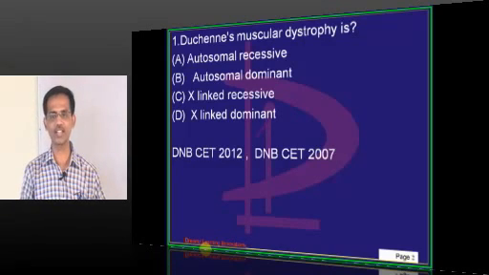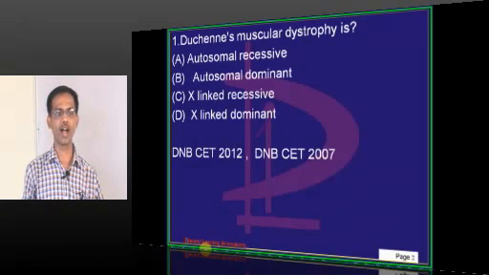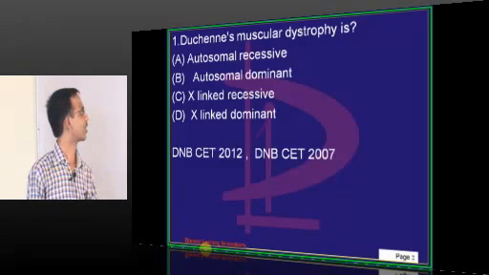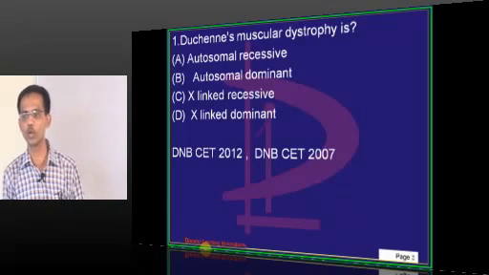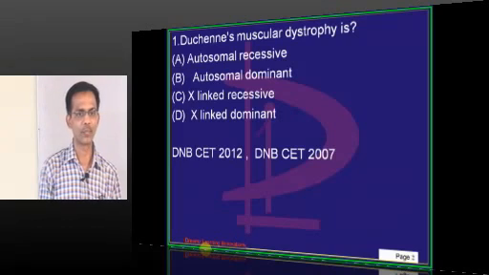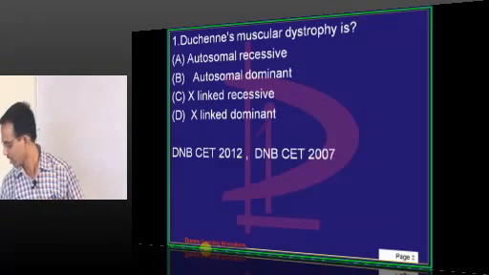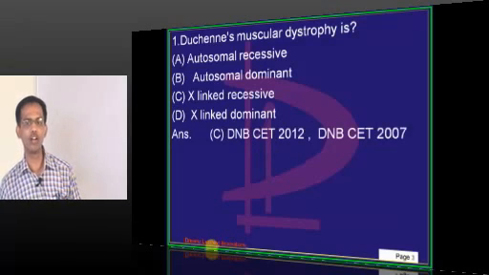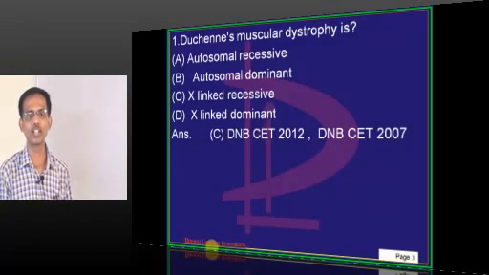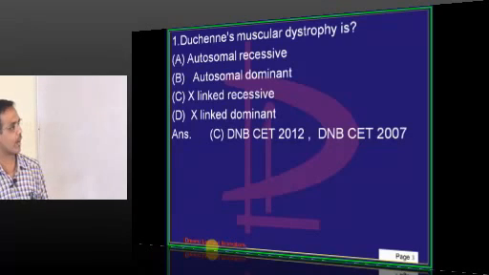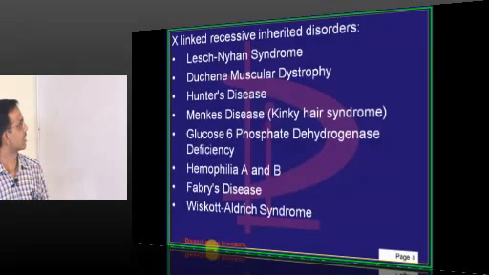You don't know, otherwise you cannot just apply any logic and arrive at the diagnosis. So any guesses on this? What could be the mode of inheritance? X-linked recessive. So this takes us to the list where we'll solve some more, and then have a look at the list where we have to memorize all the X-linked recessive disorders.